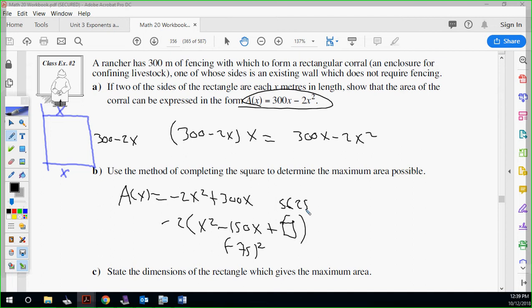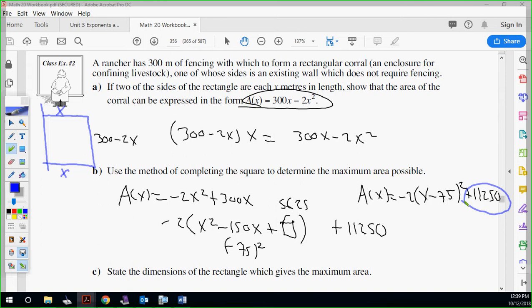So we have to times that by -2, right? Which means we put a plus out here. Plus what? Nope, 2 of them, right? Times it by 2. So now we're done. A of x equals -2(x minus 75) squared plus 11,250. The only thing you need to know, that is your max area. That's the maximum possible area.